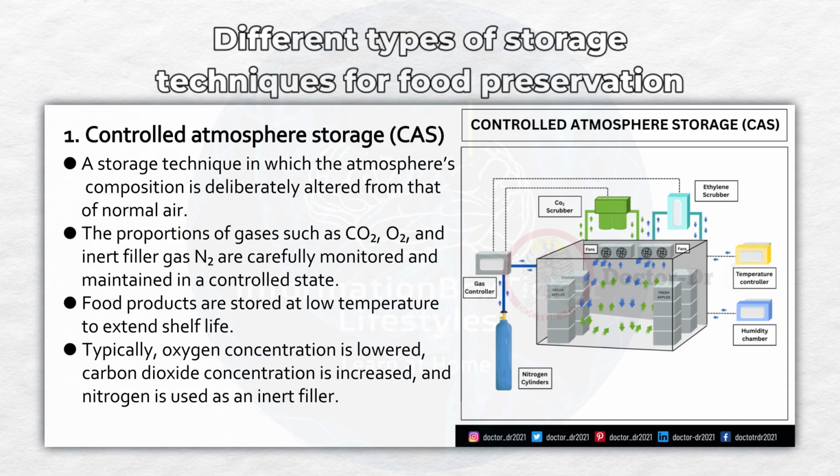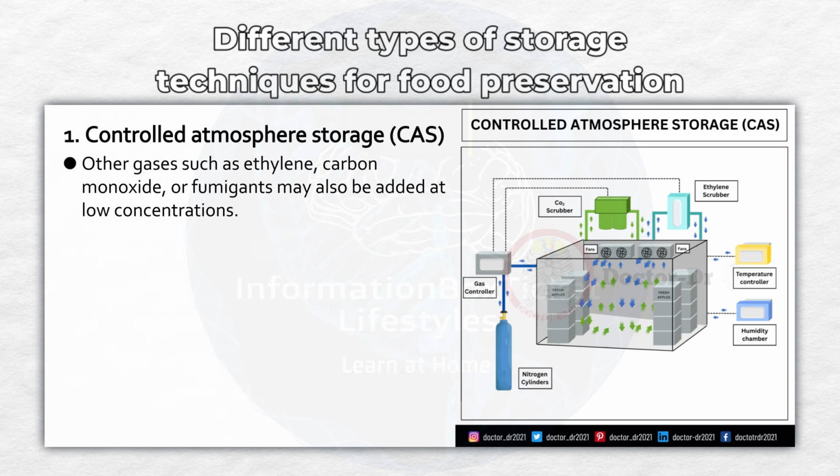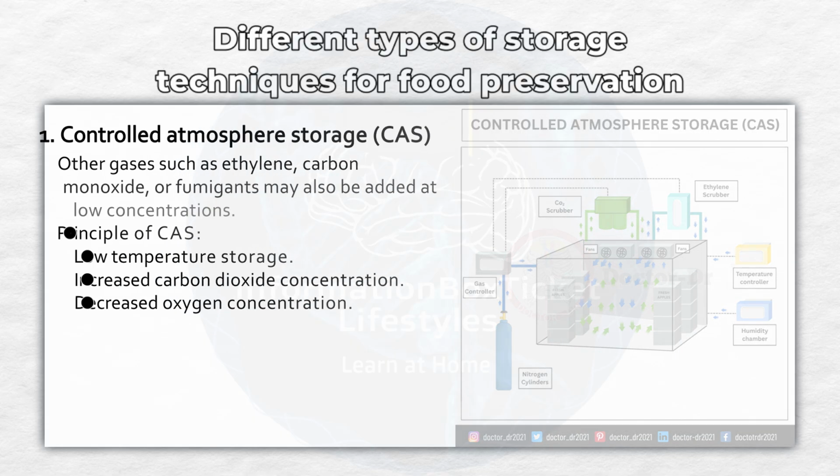Typically, oxygen concentration is lowered, carbon dioxide concentration is increased, and nitrogen is used as an inert filler. Other gases, such as ethylene, carbon monoxide, or fumigants, may also be added at low concentrations. Principle of controlled atmosphere storage: low temperature storage, increased carbon dioxide concentration, decreased oxygen concentration.